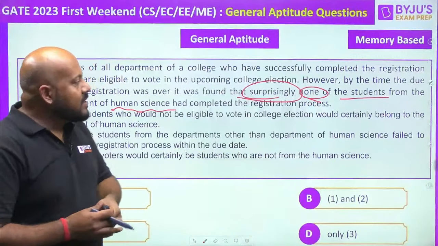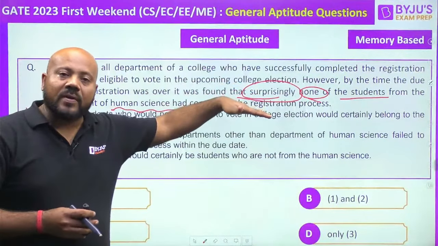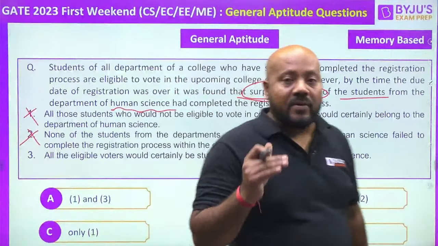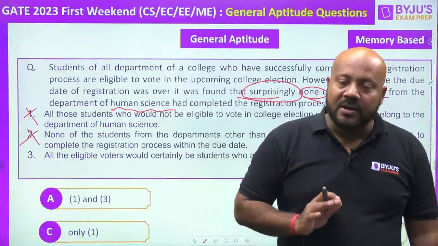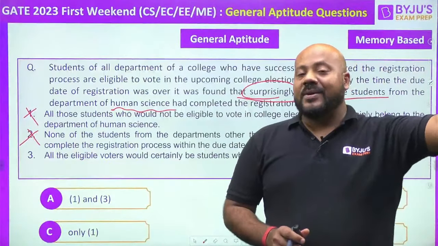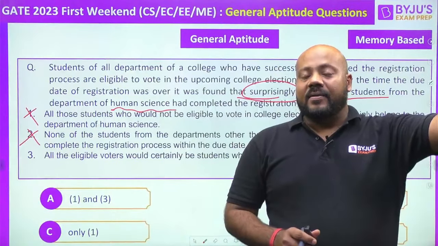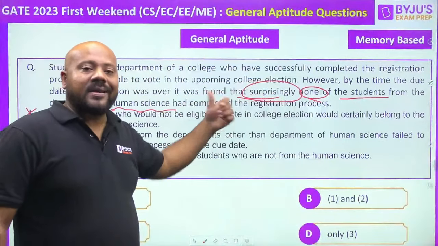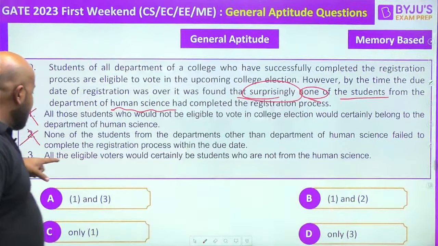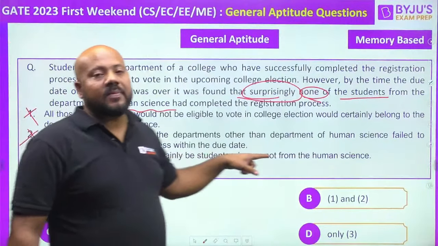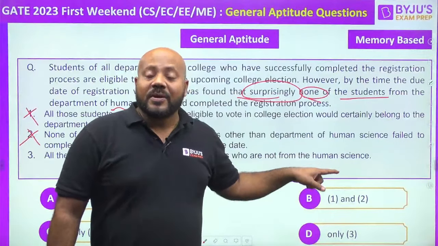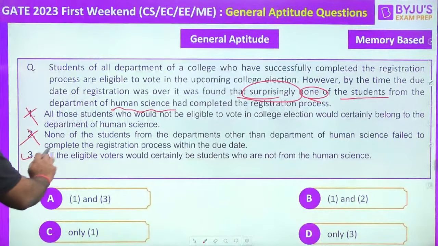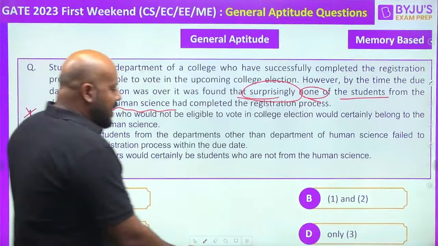Once the due date for the registration is over, it is found that all the human science students have not completed the registration process, and only those students who have already registered are going to vote in the future elections of the college. It means not a single student of the human science department is going to be eligible for voting. So statement 3 is 100% correct. So what is the correct answer? The correct answer is D.